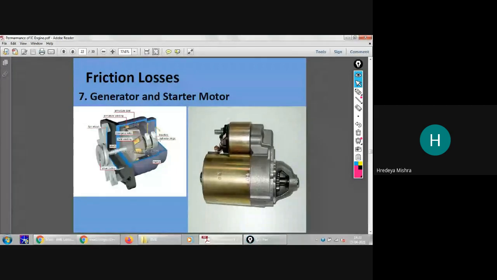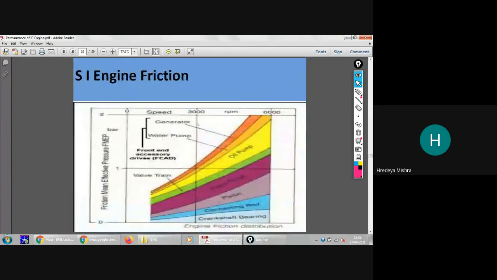For this purpose some mechanical parts and mechanisms are used. For that there are frictional losses too. Now see, in the SI engine, friction mean effective pressure, FMEP.